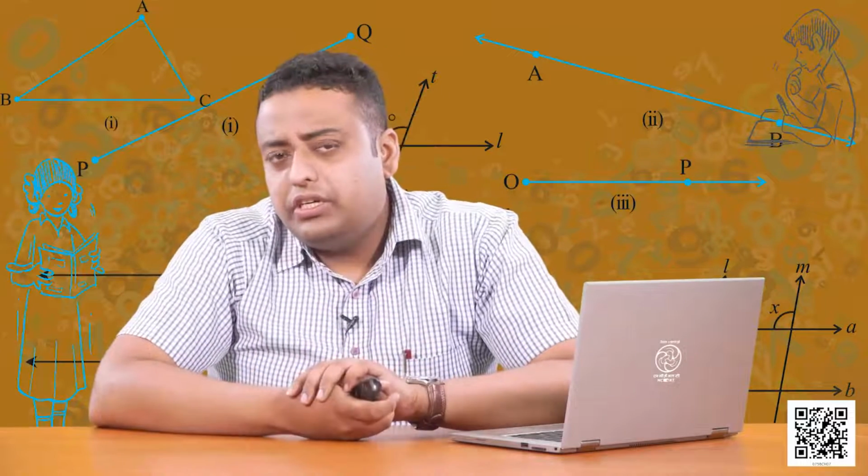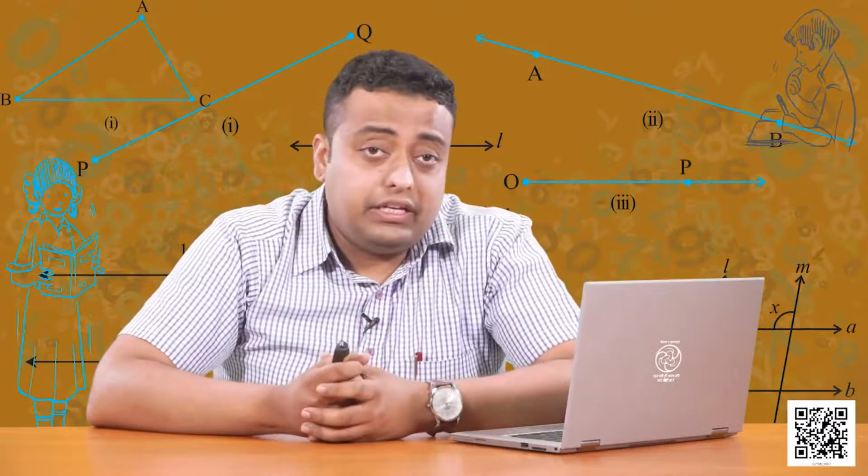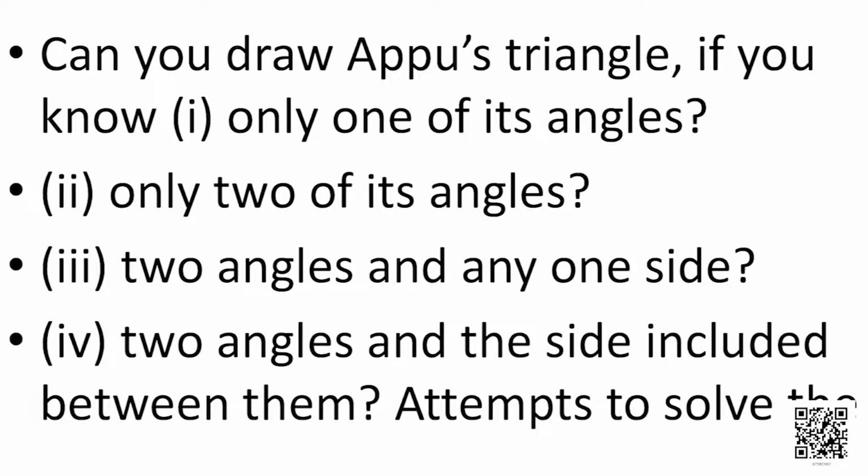So now students, on to another criteria, that is ASA. We have seen the talks of Appu and Tipu. Now can you draw Appu's triangle if you know only one of its angles, or only two of its angles, or two angles and any one side, or two angles and the side included between them?